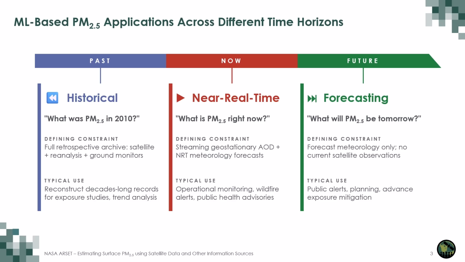And on the right is forecasting. What will PM2.5 be tomorrow? These models rely only on forecast meteorology and emission forecasts, since future satellite observations aren't available. Forecasts can help with planning, public alerts, and proactive exposure mitigation strategies. Together, these three time horizons show how machine learning can help us understand past air quality, monitor current conditions, and anticipate future risk.